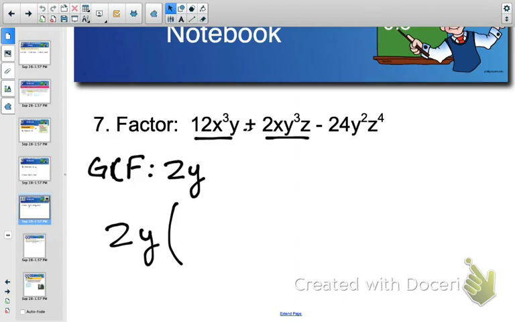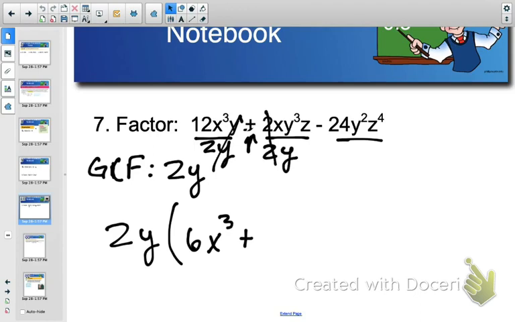This time I'm going to have 3 terms left. So if I take and divide by 2y, 12 divided by 2 is 6. I still have my x to the third. Y and y cancel. Then I have plus right here. 2 divided by 2 cancels. My y cancels, and I'm left with 2 of them. So I had 3 on top, 1 on the bottom, so 1's going to cancel. So I'm left with x, y squared, still have the z.